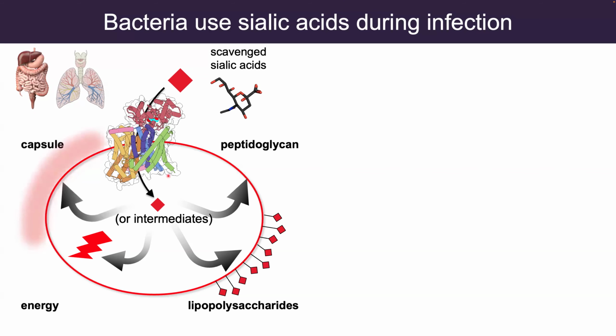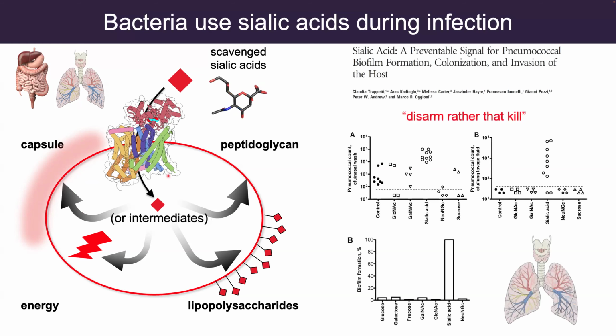And then if you are a bacteria that makes a capsule, some of the intermediates are also involved in capsule formation. So sialic acid is a really important molecule for bacteria during infection. It's not critical for growing the bacteria, but it certainly is important for colonization and for pathogenesis.